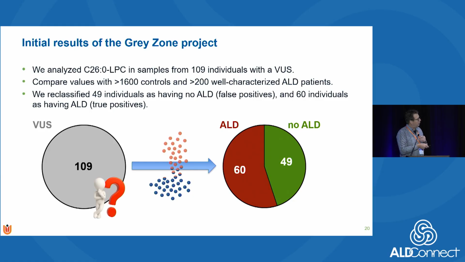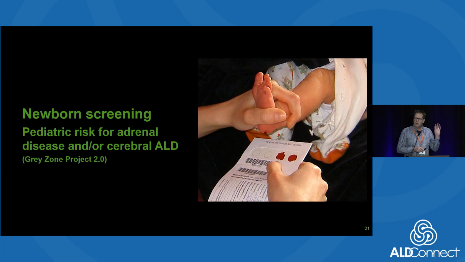So 49 individuals do not have ALD, they have a false positive result, and for 60 individuals we could confirm that the VUS was pathogenic, so disease-causing true positives. So that's the gray zone 1.0.